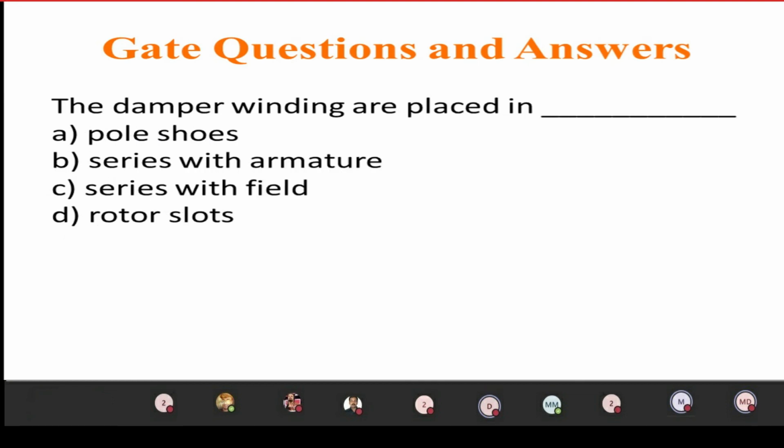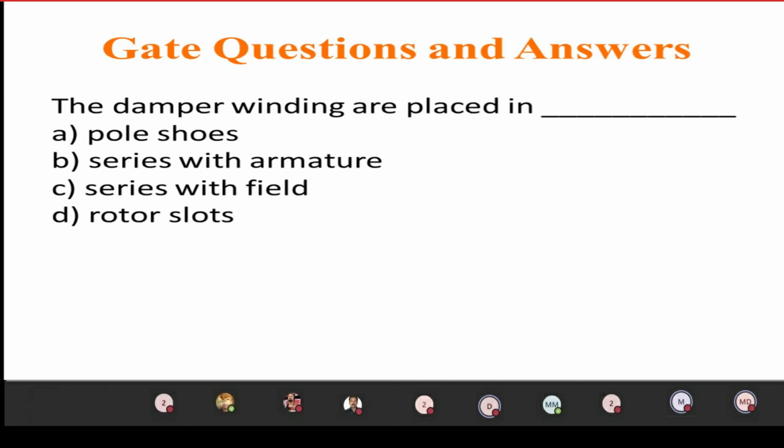Where do we need to place the damper winding? Series with armature is not quite the answer. Series with field? No. Rotor slots? The rotor slots are occupied by the rotor winding. Then pole shoes. We already discussed the damper winding in the previous question.